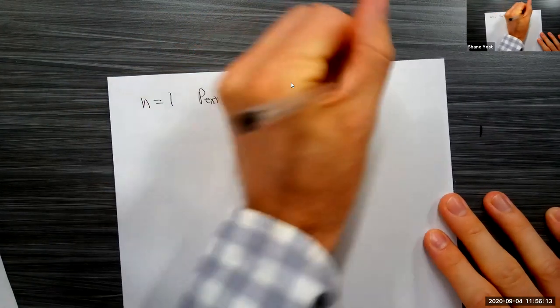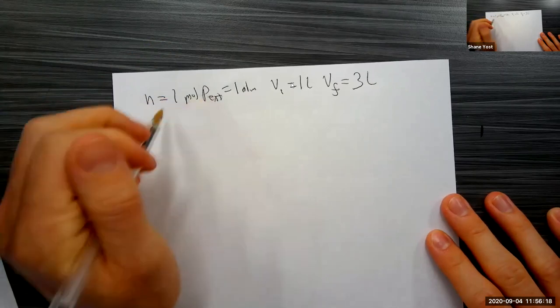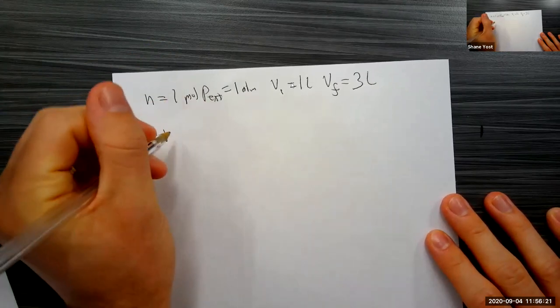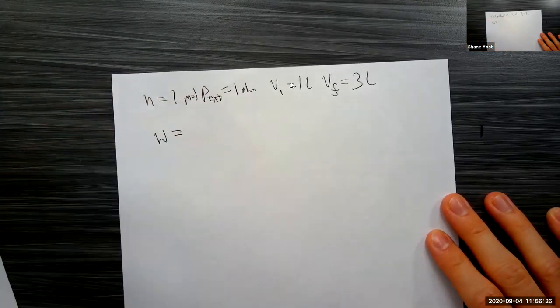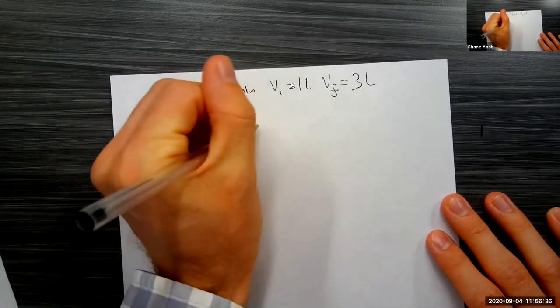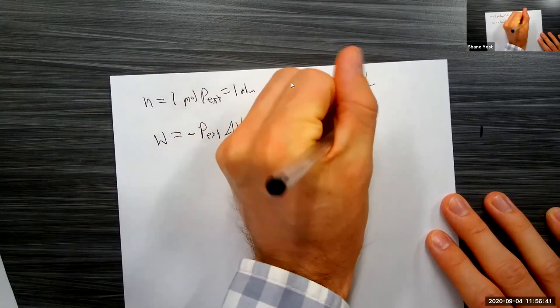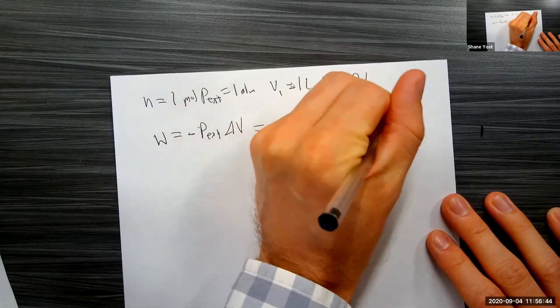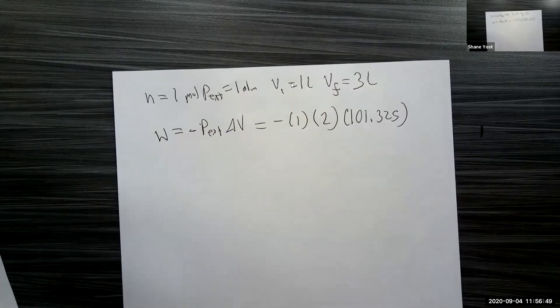Atmospheres, liters, moles. So if I'm going to calculate the work done in the first part of this problem, where I'm expanding against a constant external pressure, we're told it's a constant external pressure, so it's expanding against a constant or external pressure. So minus P external delta V, which is minus 1, change of volume is 2, and then if I want to convert that to joules, I need to multiply that number by 101.325.